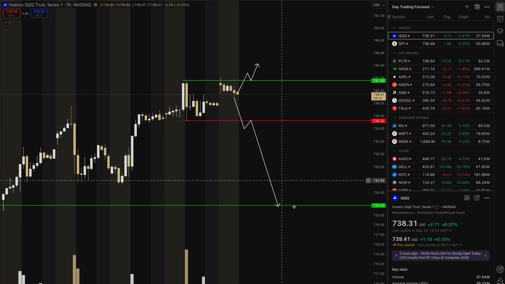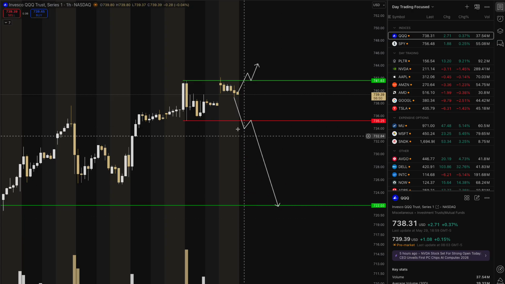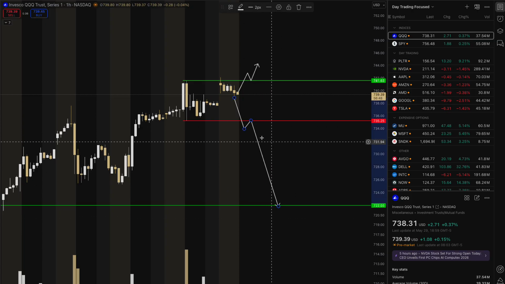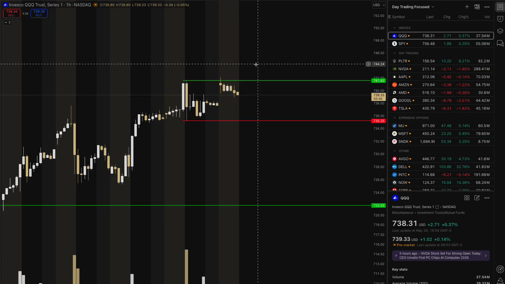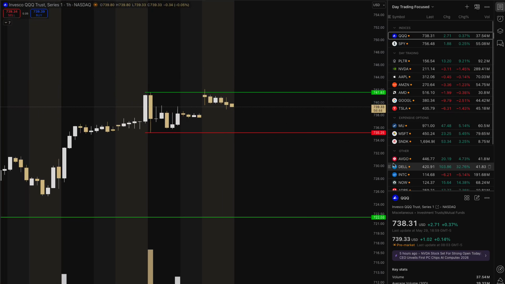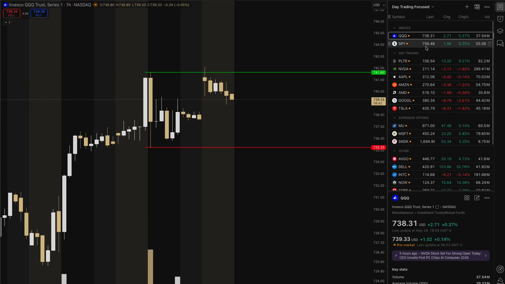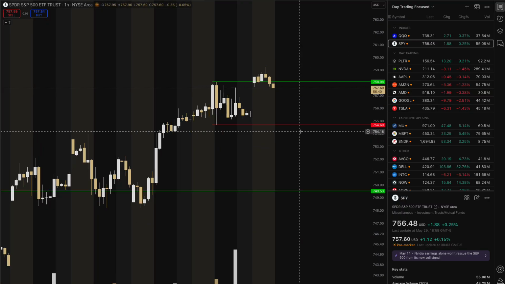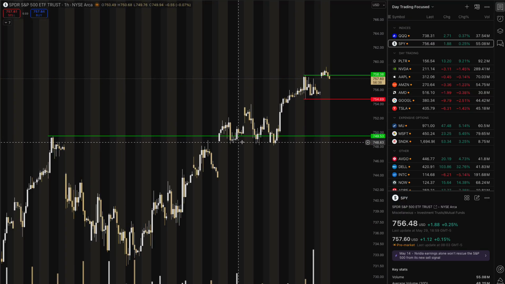Now this can be the scenario. So this is what we're gonna play coming into the day when the market opens. Okay, so this is the QQQ thesis. Let's go on the SPY. We have the same thing.